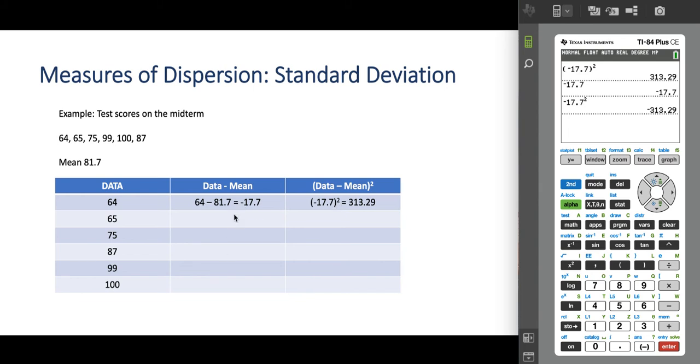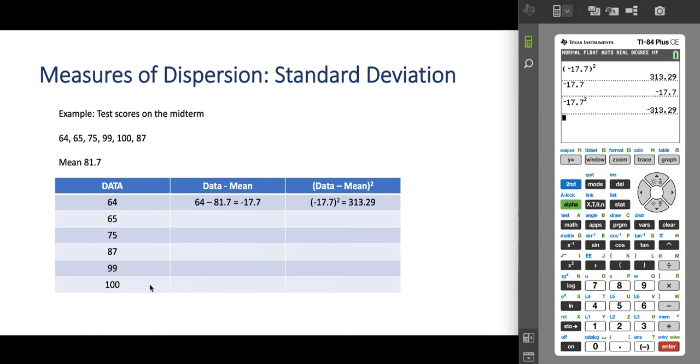Now, these can be negative because, remember I said the standard deviation is measuring how far you are from the mean? Well, 64 is below the mean. That's why this value is negative. Any value that's below the mean is going to have a negative value here. Any value that's above the mean is going to be positive.